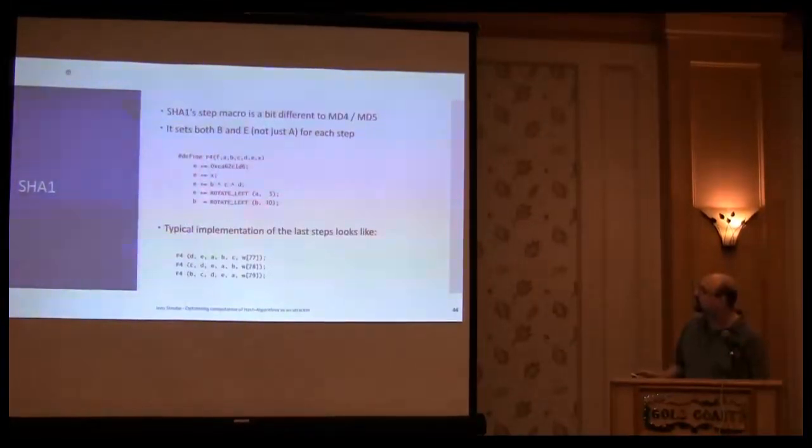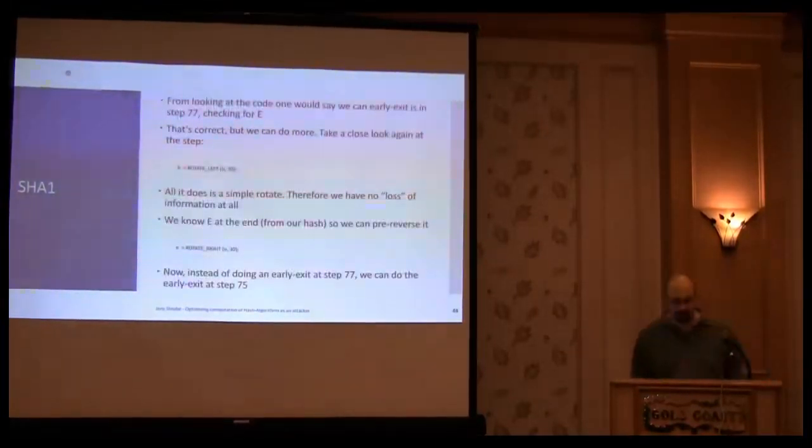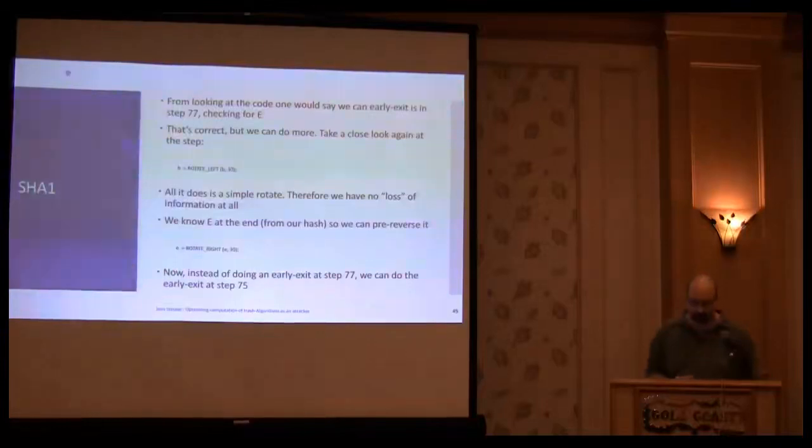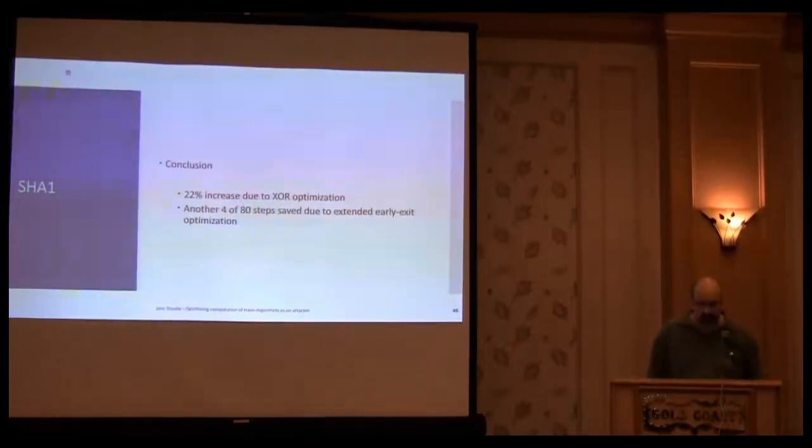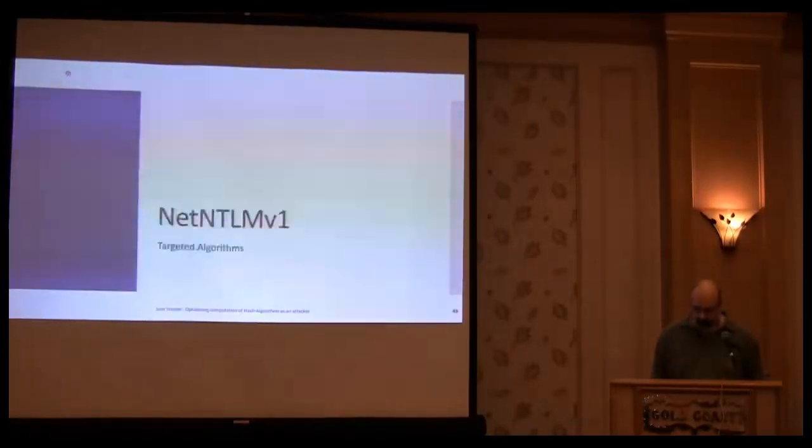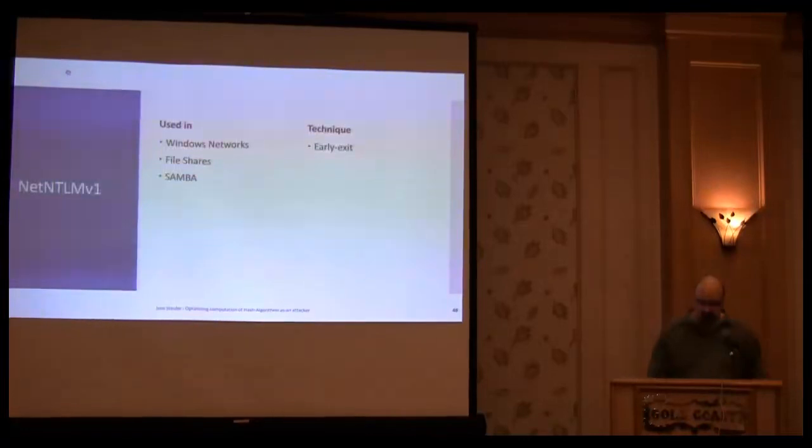there's no data loss because it's just a rotation, and since it's a rotation, you can do the opposite again. If you rotate something left by 30, you can rotate it to the right by 30, and you result in the original value. So in that case, we can do our early exit at step 75 instead of 77. This gives another 4 steps of savings, and it works together with the XOR implementation I showed at PasswordsCon. And NTLM also has an early exit, but a very, very efficient one.